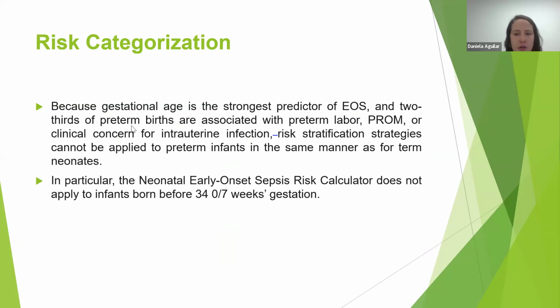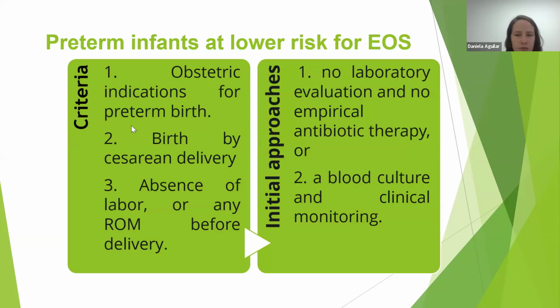Because gestational age is the strongest predictor of early onset sepsis, and 2/3 of preterm births are associated with preterm labor, prolonged rupture of membrane, or clinical concern for intrauterine infection, risk stratification strategies cannot be applied for preterm infants in the same manner as for term neonates. In particular, the neonatal early onset sepsis risk calculator doesn't apply to infants born before 34 weeks of gestation. As I mentioned before, there is no risk calculator for sepsis in preterm infants.